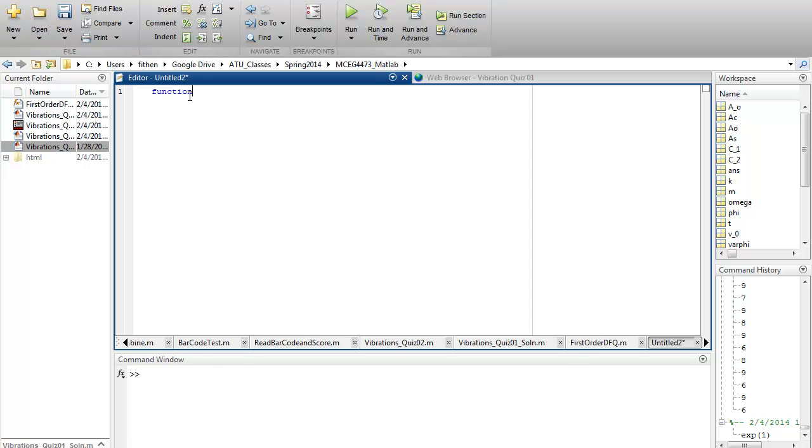Function Euler test, or here's what I'll do. Do a V Euler. I'll call my ODE function.